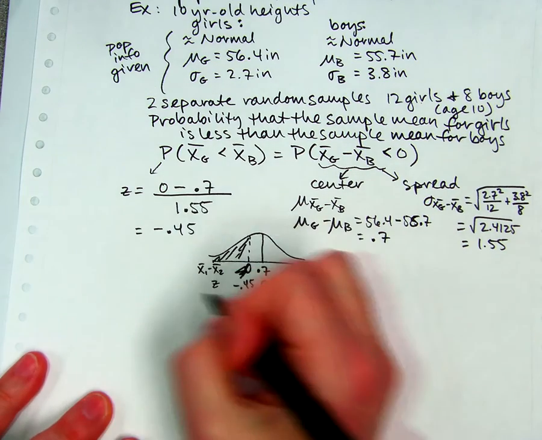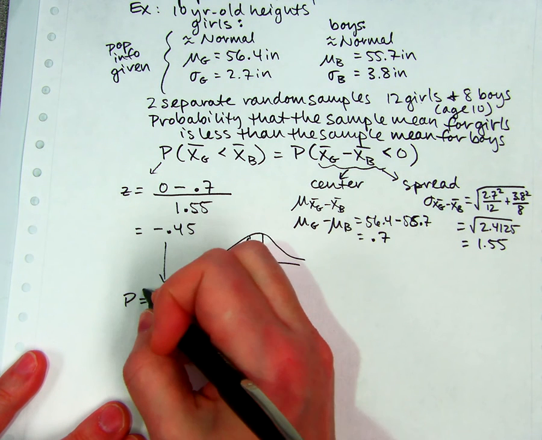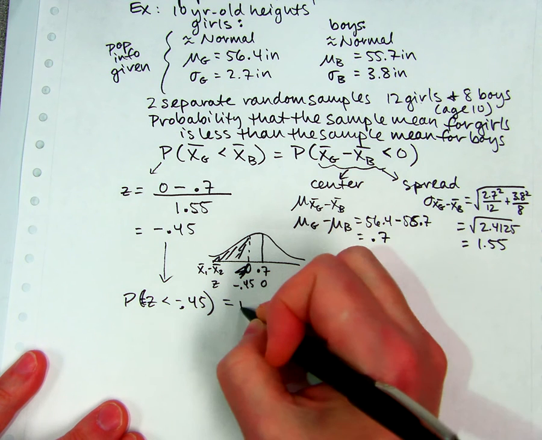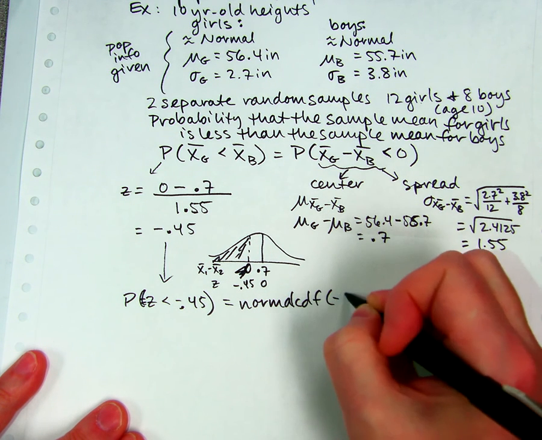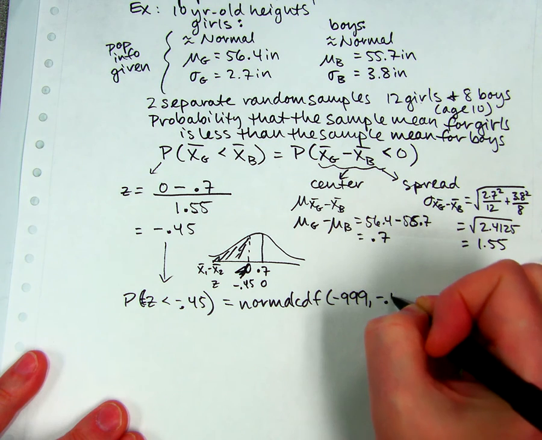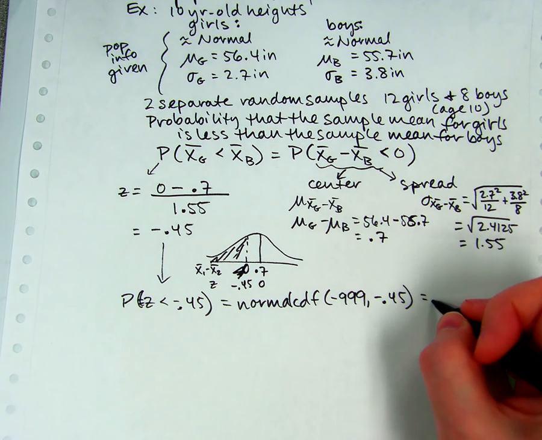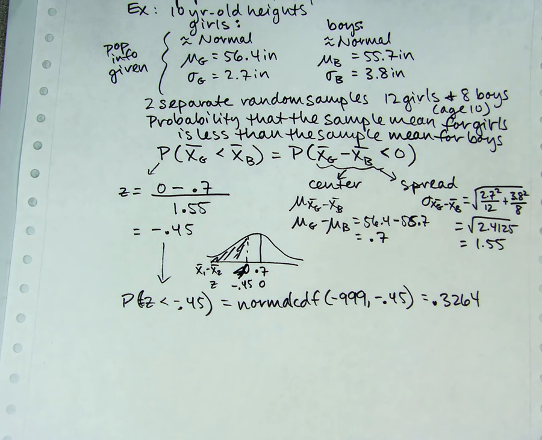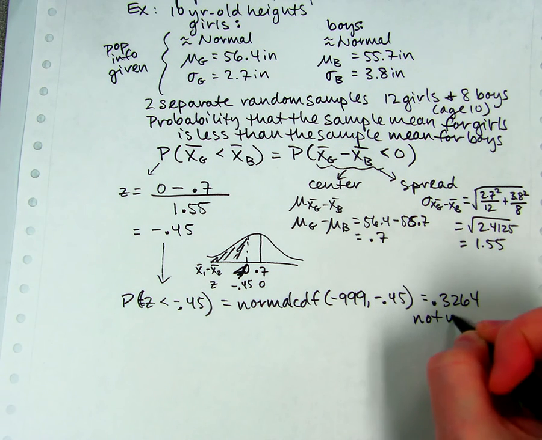Okay. So then we're going to do normal CDF to find the probability. Probability that z is less than negative 0.45 is officially normal CDF negative 999 and negative 0.45, and that is 0.3264. It is not at all unusual to have a small sample like this have the girls be shorter than the boys, even though overall the population girls are taller. This is not unusual.